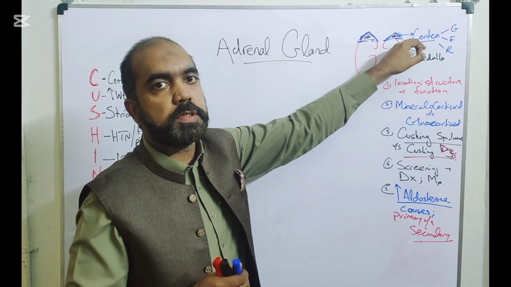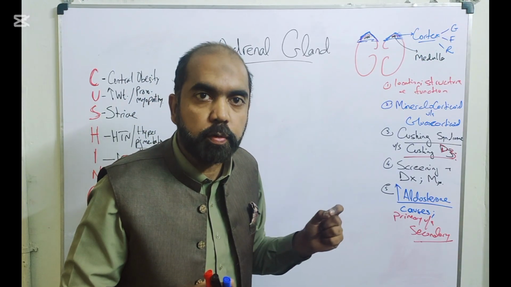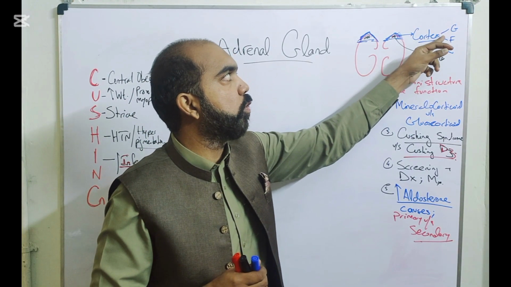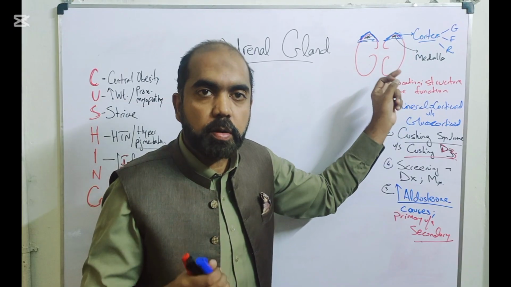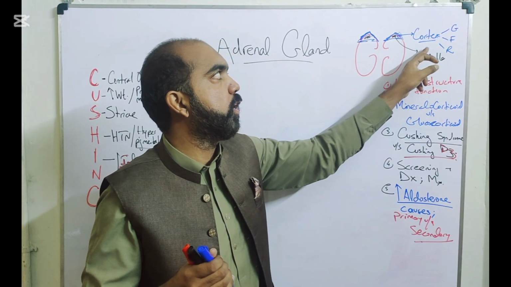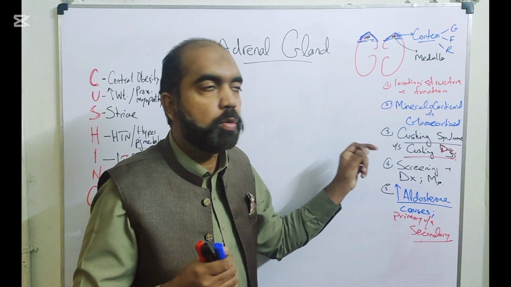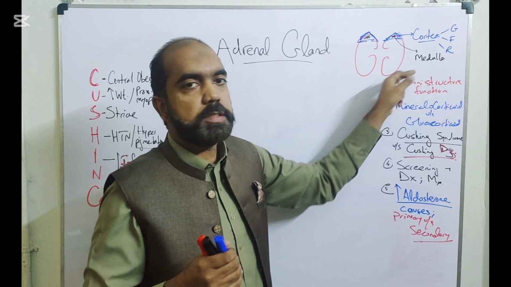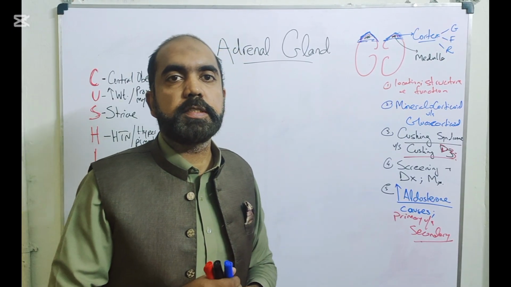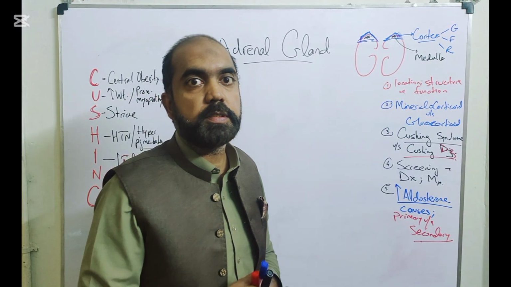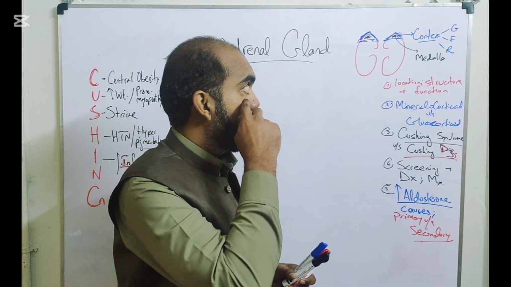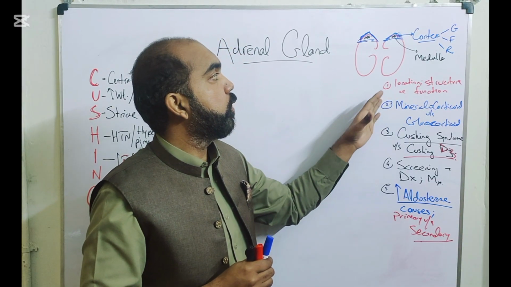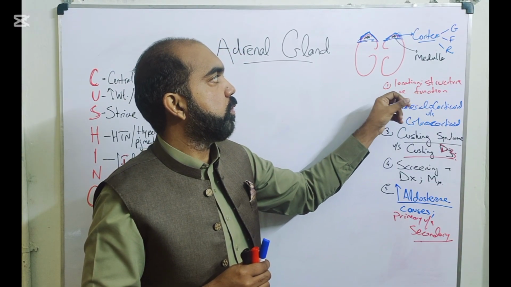fasciculata usually produces cortisol, which is a glucocorticoid. So aldosterone was a mineralocorticoid and cortisol is a glucocorticoid, gluco. And reticularis usually produces the androgens, the steroids or sex hormones. So this was about the location, structure, and the function.